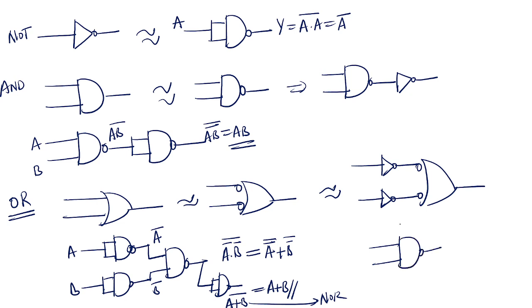These are nothing but universal gates. Universal gates means you can get any gate, any combinational circuit, by using these gates. That's why we call them universal gates. NAND and NOR are universal gates. Coming to the XOR gate. First you draw the XOR gate. So this is my XOR gate.